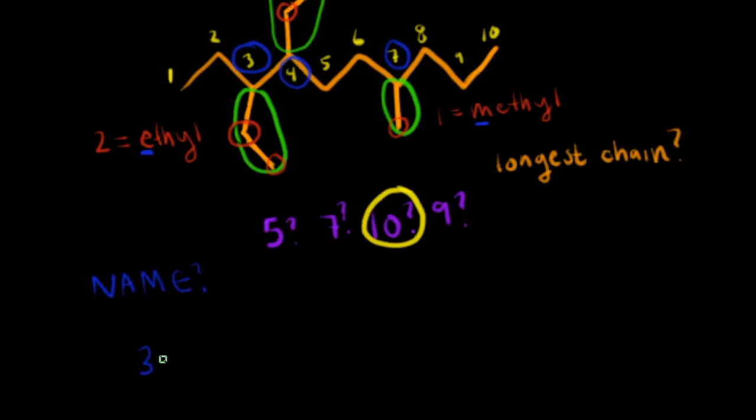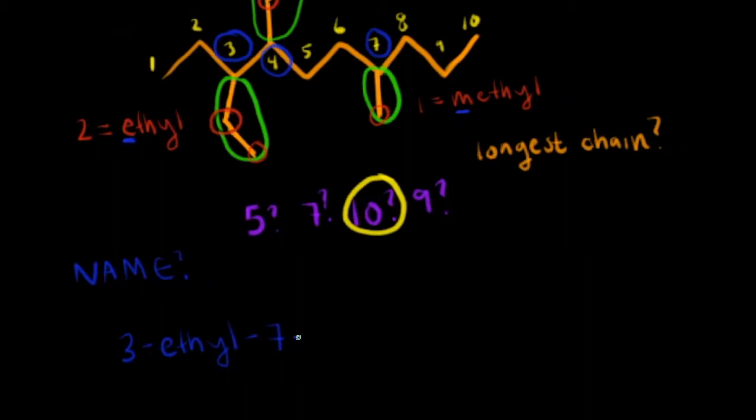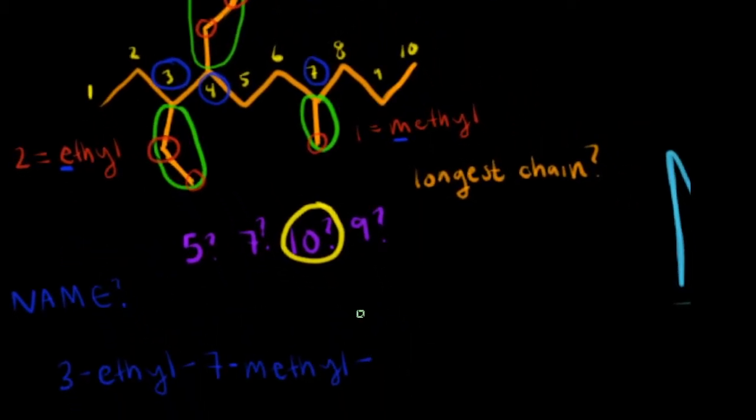Okay, so at the bottom of the screen, we can clearly see that this organic compound name is 3-ethyl, 7-methyl, 4-propyl decane. Now, the reason it is in this order is that when naming substituents in the organic compound, we must go in alphabetical order.